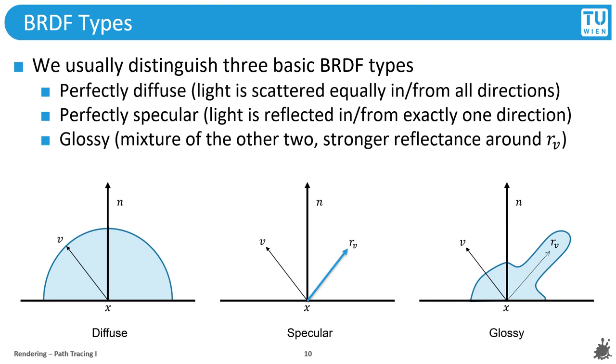The last group are glossy materials. They have qualities of both diffuse and specular materials, that is, a certain amount of light is scattered in all directions, but highlights can be seen from directions where incident light is mirrored. Note that for specular and glossy materials, the shape of the BRDF actually depends on the vector V, that is, for our purposes, the direction from which a view ray arrived at its current hit point.